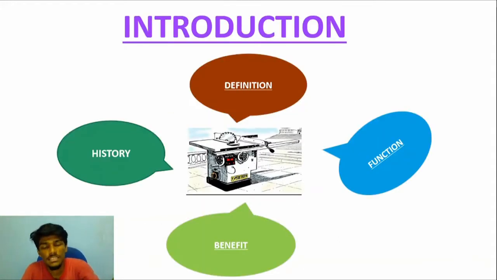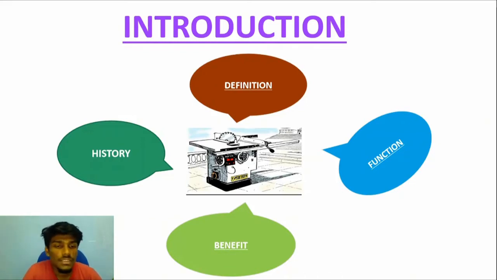So we will continue our presentation. Our first slide is the introduction, and the introduction has four points: history, definition, function, and benefit. First, we will see the history. SawStop is a table saw machine manufacturer headquartered in Oregon, US. The company was founded in 2000 to sell table saws with a feature, an automatic braking system that stops the saw within milliseconds when its blade comes in contact with the operator's hand or other body part. There is a sensor that we saw in that video.